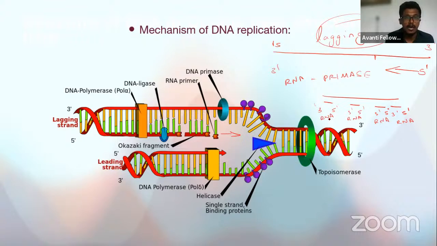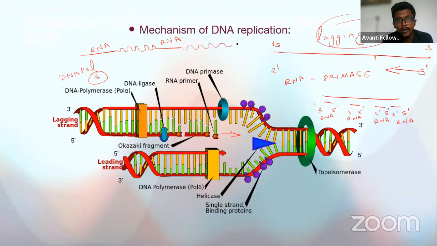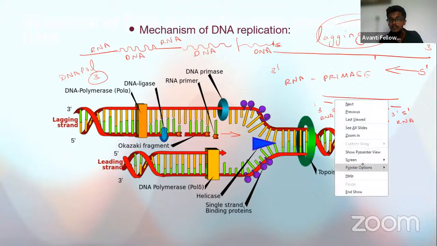Our DNA polymerase will come and start. So this is RNA, this is RNA, and DNA pol 3 will start extending this from 5' to 3', 5' to 3', 5' to 3', like this. RNA, DNA, RNA, DNA. Got it now? Like this, you can see short fragments of RNA and DNA in the lagging strand. Now, can we have RNA in our whole DNA? It's not possible, correct?